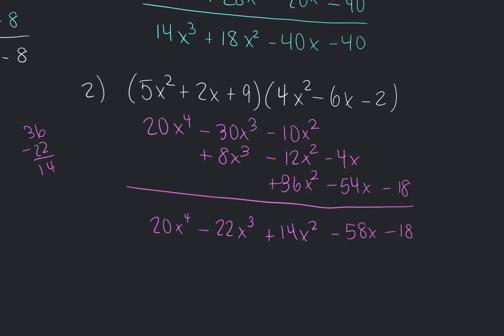All right, did your answer match mine? 20x to the fourth minus 22x to the third plus 14x squared minus 58x minus 18.